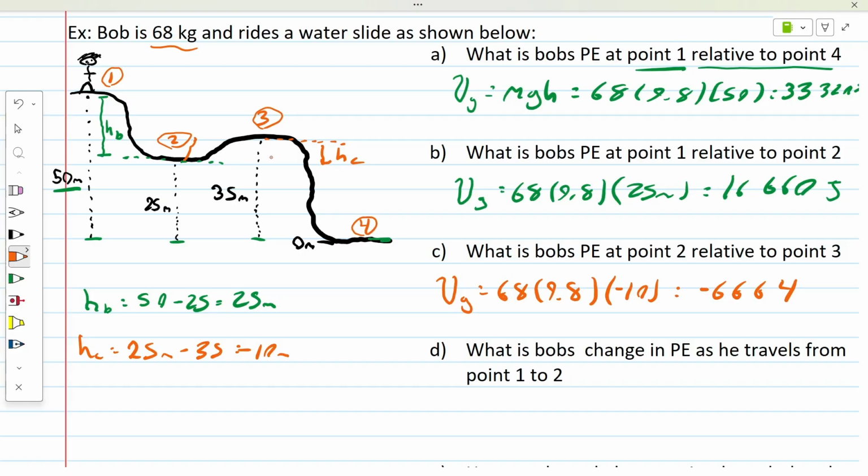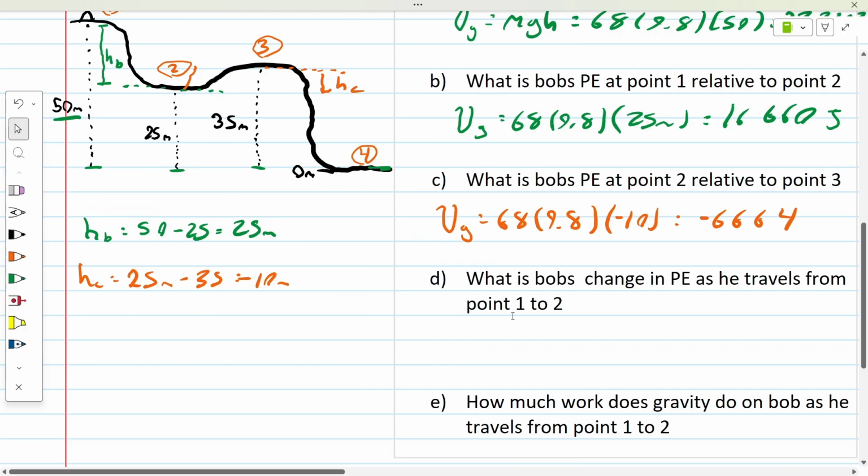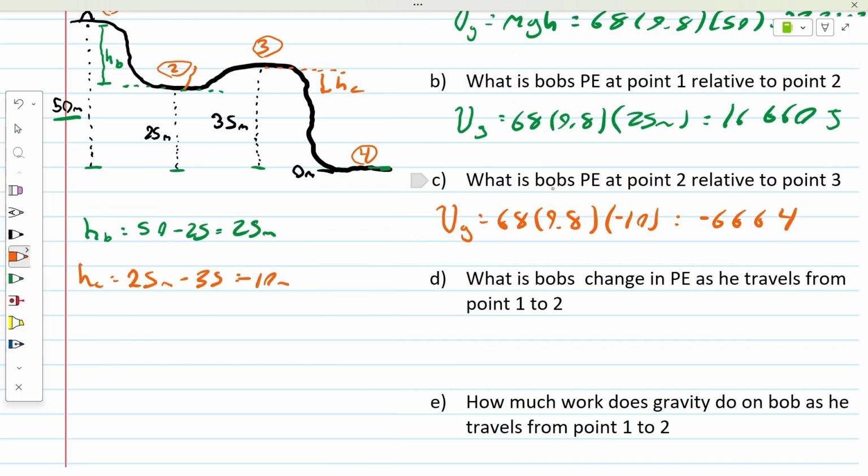And so we'll see why it is that we can just call the reference anything, and how that is not going to mess up all the further calculations. So let's see this in part D. What is Bob's change in potential energy as he travels from point 1 to point 2?